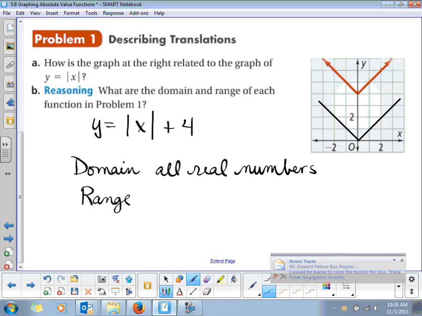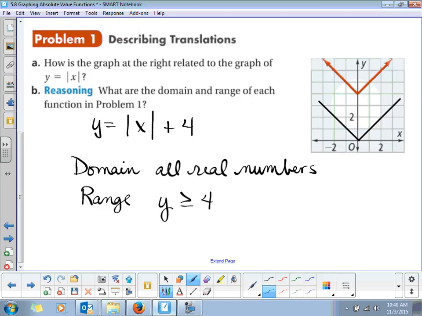4 and above. Does everybody see that? Because there's nothing down here for the red graph. Every output is up here. So you get 0, you're right there. -2, right there. -1, right there. 1, right there. See? Those are my y values. So my range is y is greater than or equal to 4. All right? And that's problem 1. Any questions? Everybody okay with the domain and range? We're good? All right.